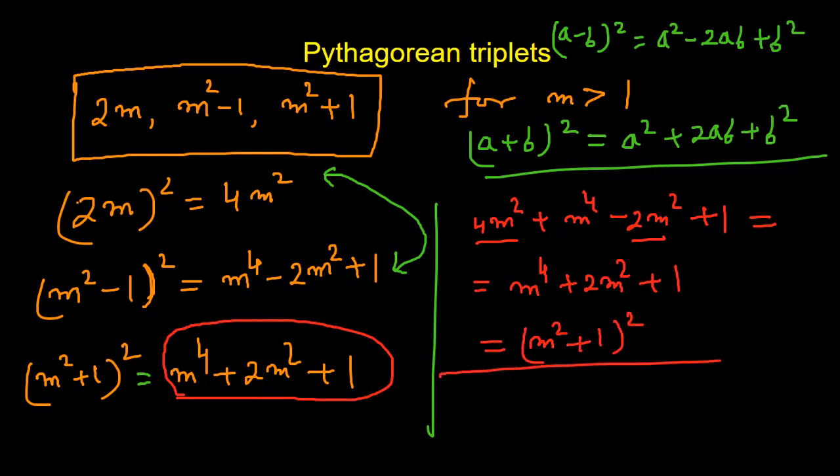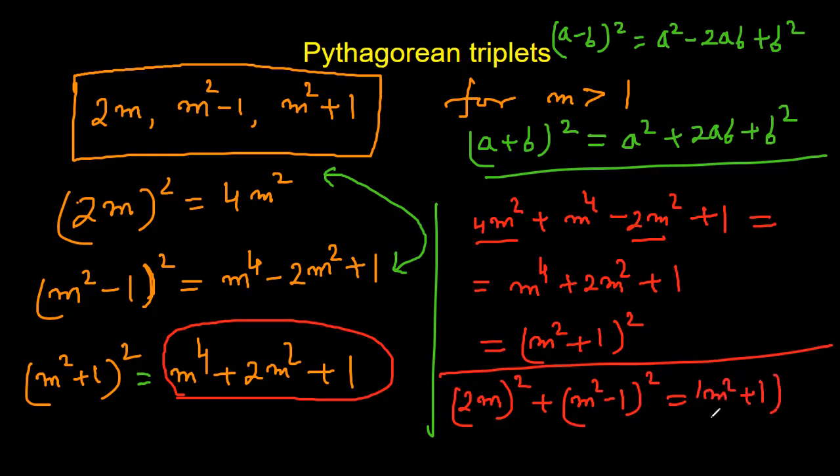So what did we see? We saw that square of this and square of this equal to square of this. Can we write it here? Yes, we can. So we have just proved that (2m) whole square plus (m square minus 1) whole square equal to (m square plus 1) whole square, right? So these three numbers we are talking about are a Pythagorean triplet.